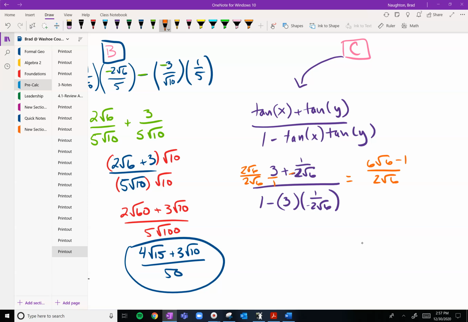And then my bottom here, a negative and a negative is going to make this a positive. So this would be 1 plus 3 over 2 root 6. We'd have to do a common denominator, so we'd put this over 1. 2 root 6, 2 root 6. And so then we would get 2 root 6 plus 3 over 2 root 6.